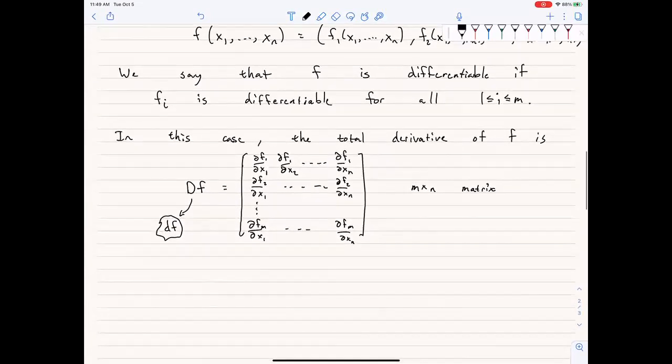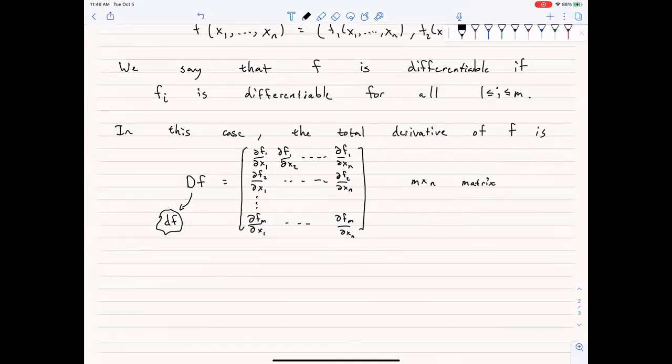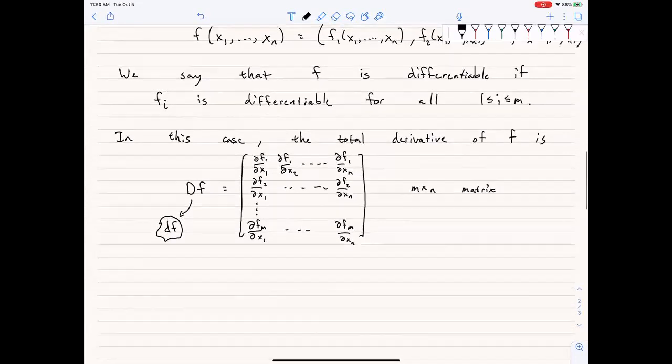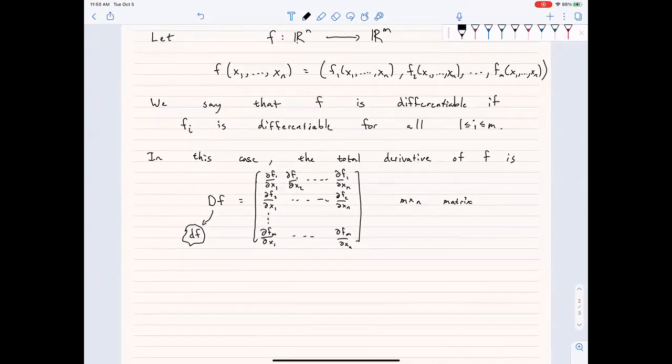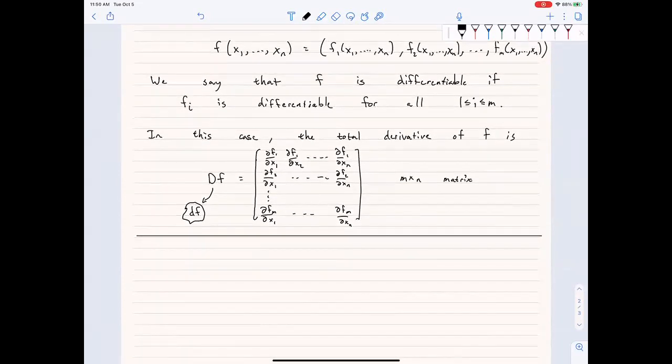All right, so what do we want to do with this? Well, we want to state the chain rule. But before we get there, let's give ourselves an example. This is an example that will come up again later on when we do change of variables formulas for integration. So this does come up later on, although we don't talk too much about the total derivative. Here's an example. Let's make a computation of the total derivative.